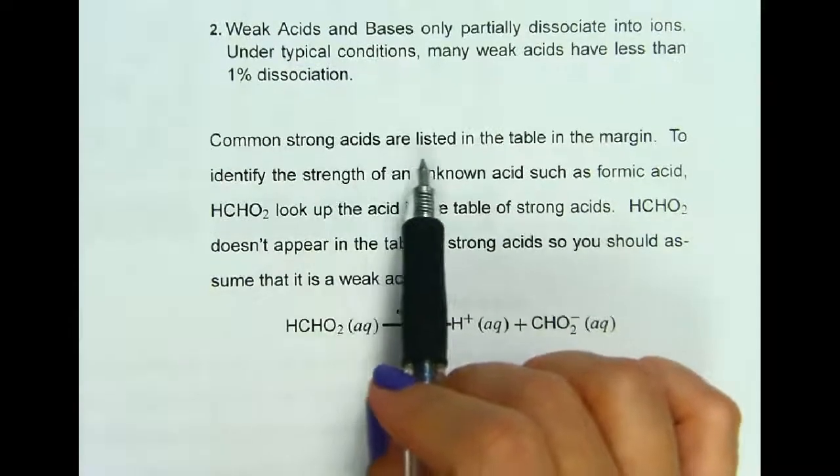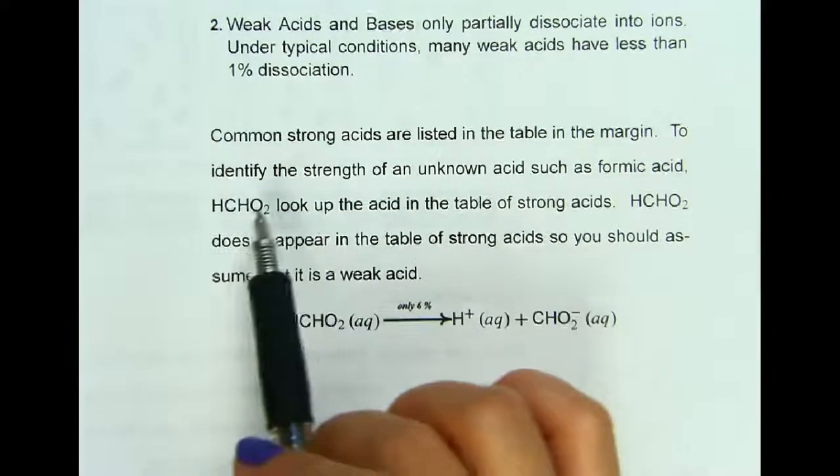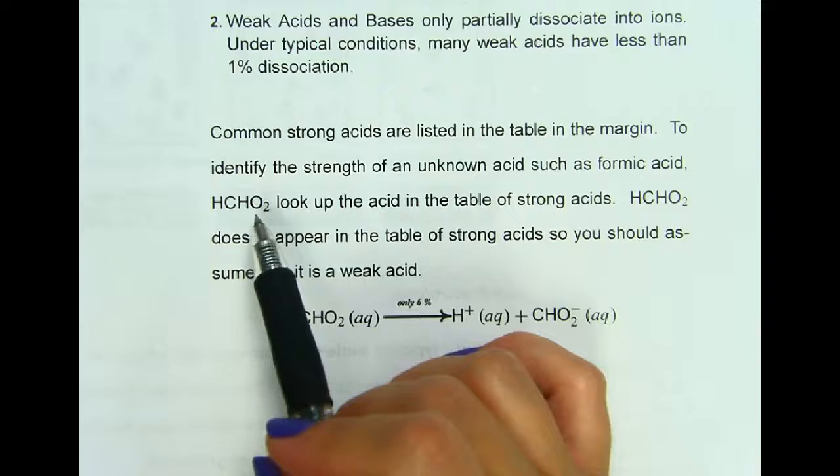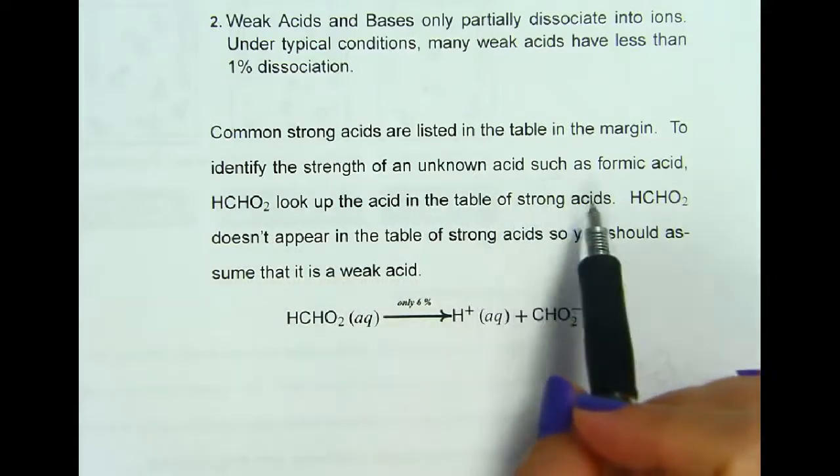Common strong acids are listed in the table in the margin. To identify the strength of an unknown acid, such as formic acid, HCHO2, look up the acid in the table of strong acids.